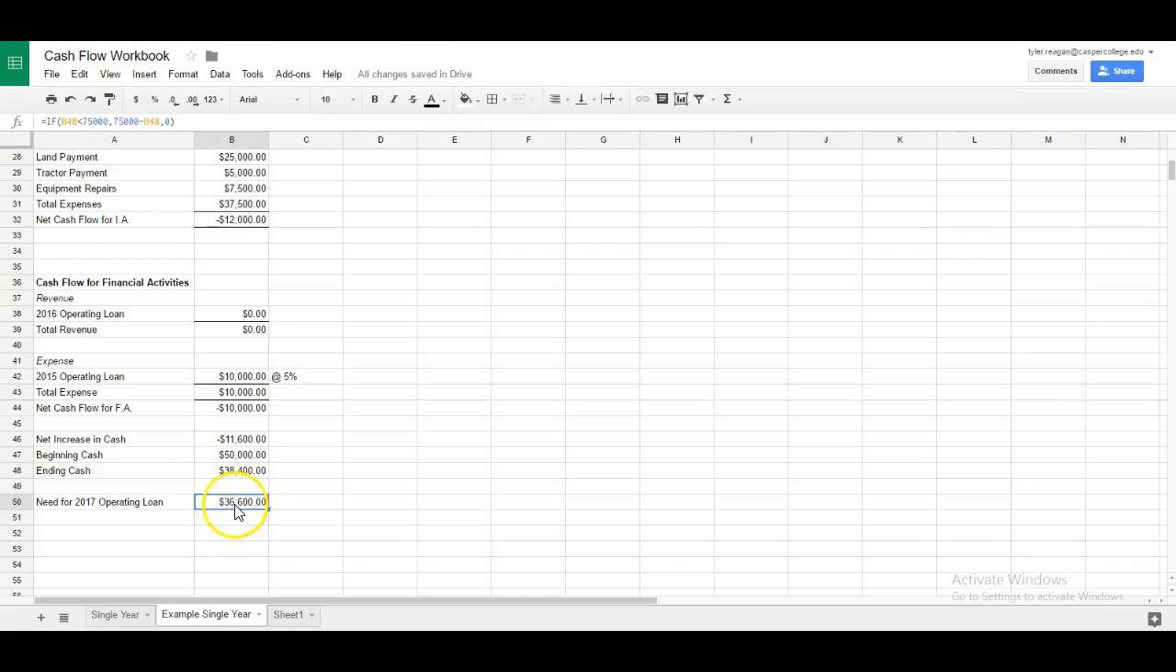So we need an operating loan of $36,600. So how was that calculated? What we did is we started off by saying equals, or we wanted to know if this ending cash was less than $75,000. So we start off and we say equals if, is this less than $75,000?